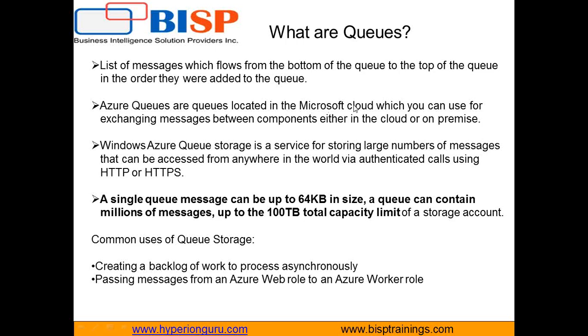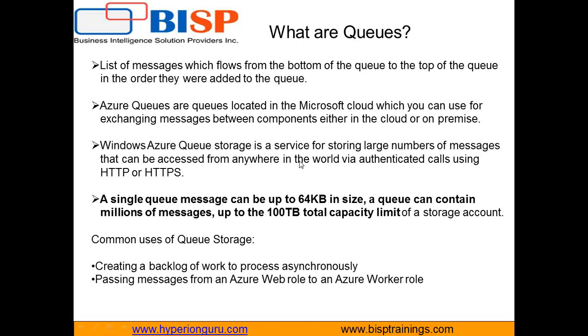Azure queues are queues located in the Microsoft Cloud, which you can use for exchanging messages between components either in the cloud or on premises. Windows Azure Queue Storage is a service for storing a large number of messages. This can be accessed from anywhere in the world via an authenticated call using HTTP or HTTPS. It means the messages added in the queue storage can be accessed from anywhere in the world via proper authorization. A single queue message can be up to 64 KB in size. A queue can contain millions of messages, up to the 100 terabyte total capacity limit of a storage account. So the limit of a storage account is 100 terabytes, and a single queue message can be up to 64 KB in size.